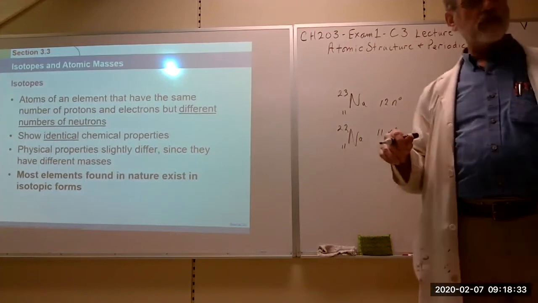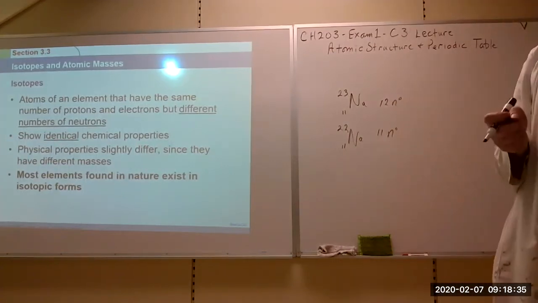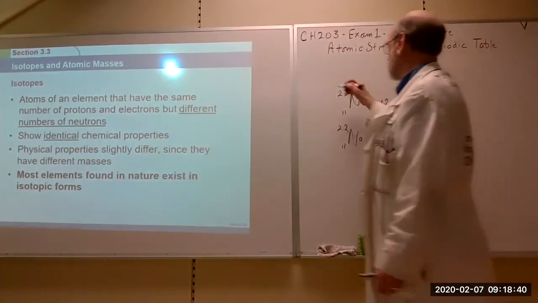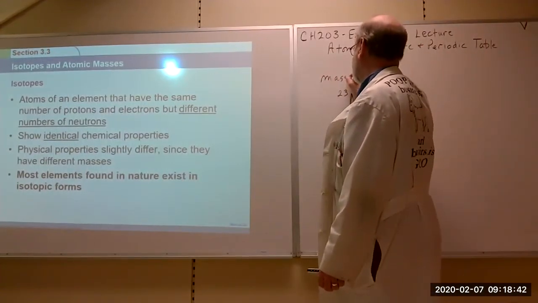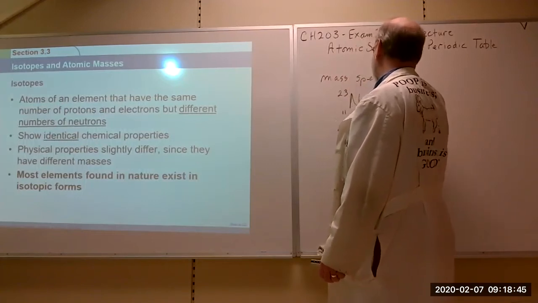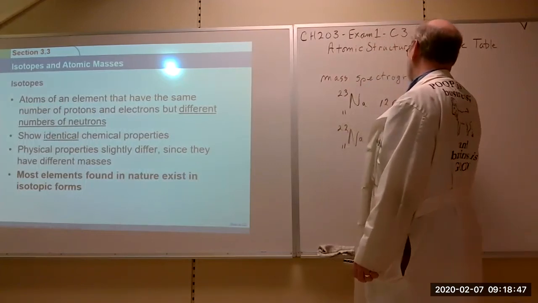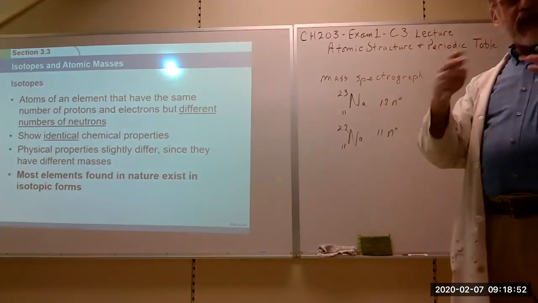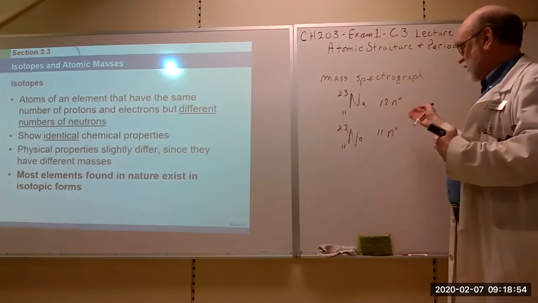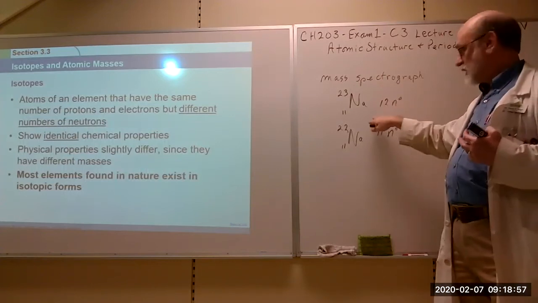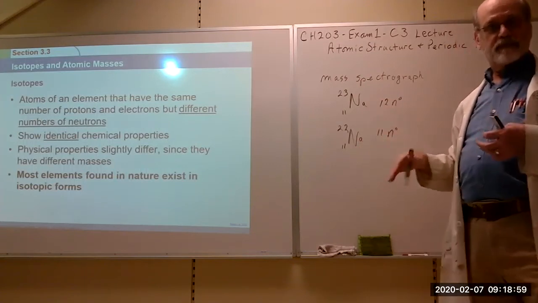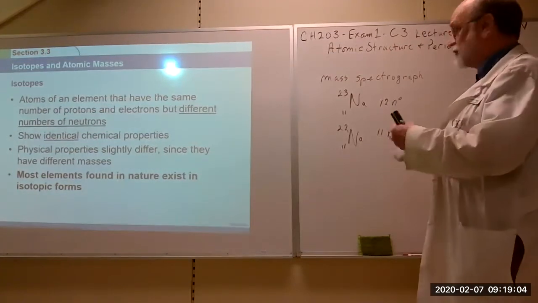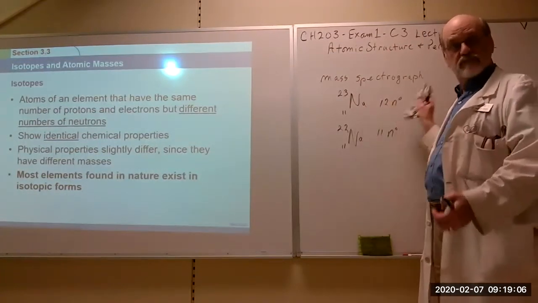And you can use those physical properties to separate them in what we call a spectrograph. A mass spectrograph will separate atoms of an element into their component isotopes. I'm not going to go into details of how it works, but it's based upon the difference in mass.